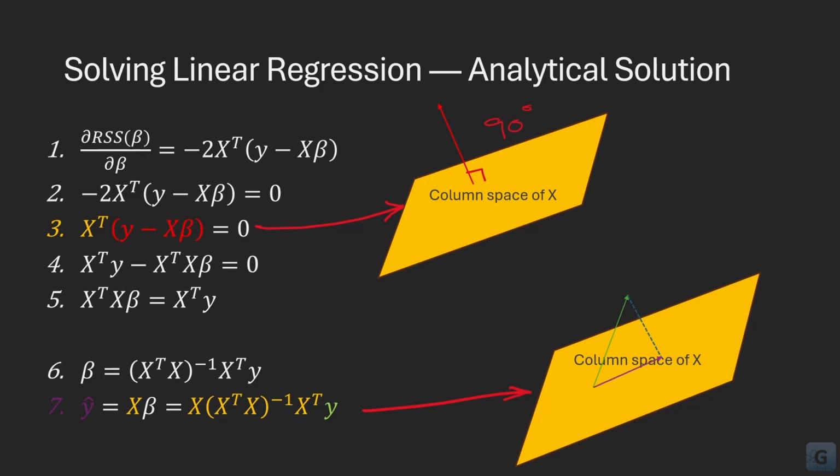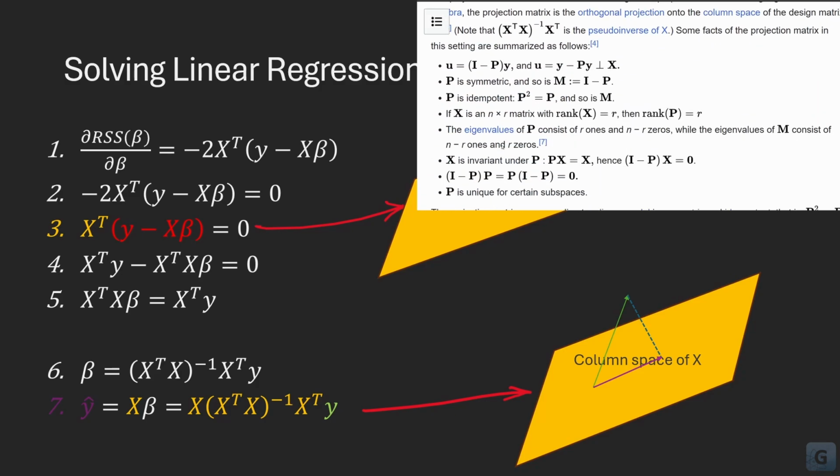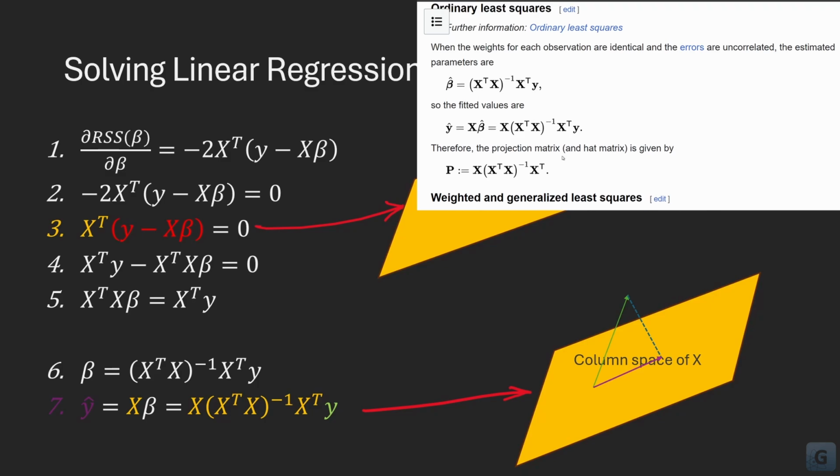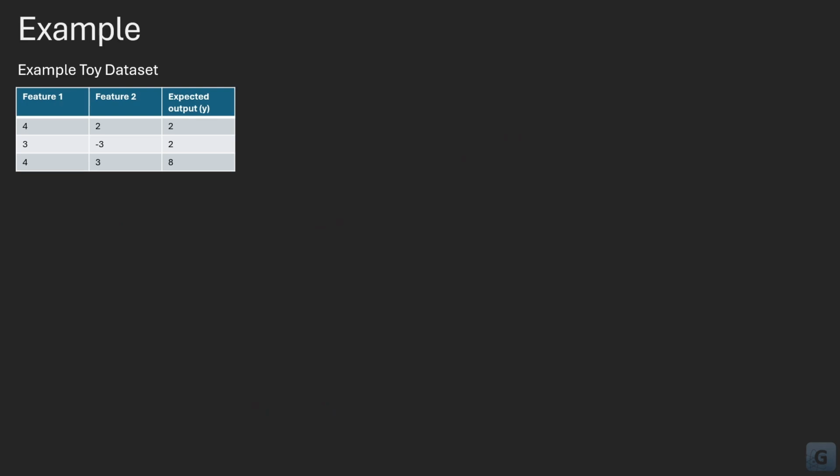In equation 7, the term highlighted in yellow, x times (x transpose times x) whole inverse times x transpose, is the projection matrix. You may not understand some of these details because they require a strong understanding of linear algebra. But I'll try my best to explain these concepts through a concrete example.